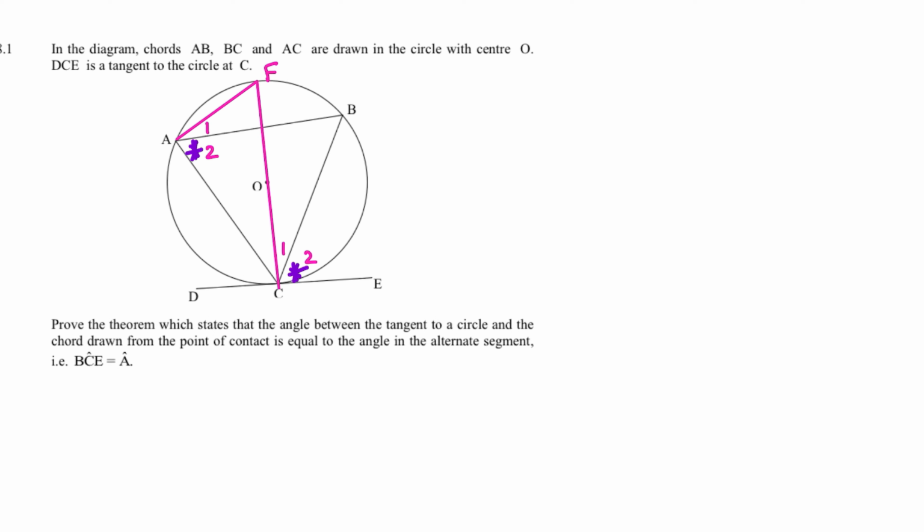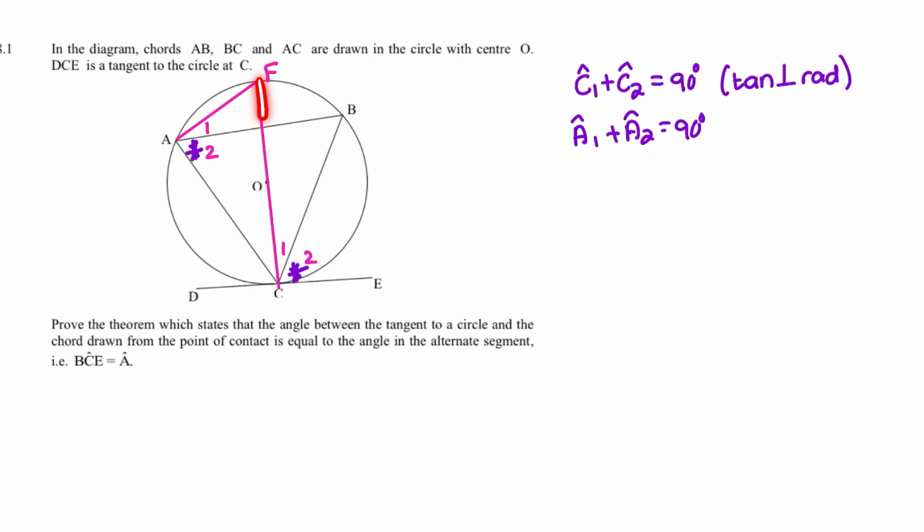Now for the proof, I can say that angle C1 plus C2 is equal to 90 degrees, and the reason is tangent perpendicular to the radius. And I can say that angle A1 plus A2 is equal to 90 degrees because the line that I constructed is the diameter of the circle. Therefore, the angle at the circumference is 90 degrees. So that is angle in a semicircle.